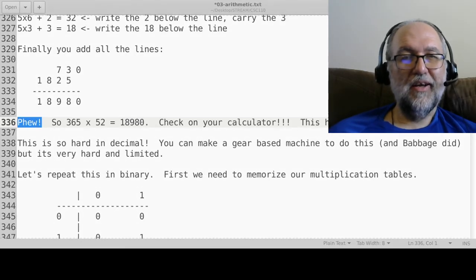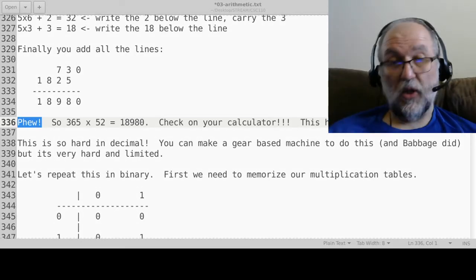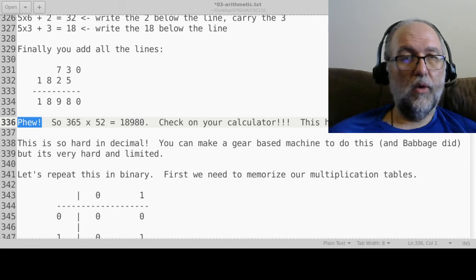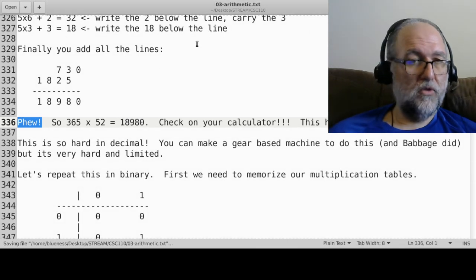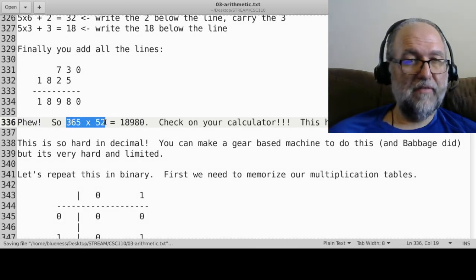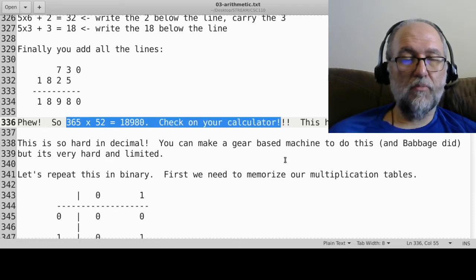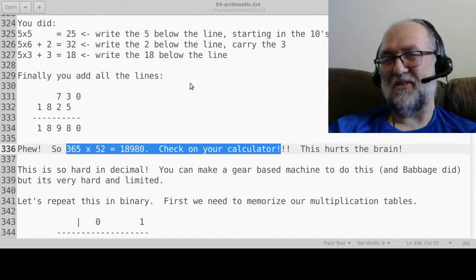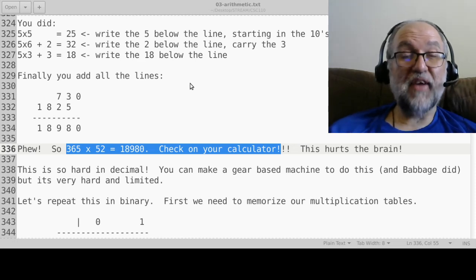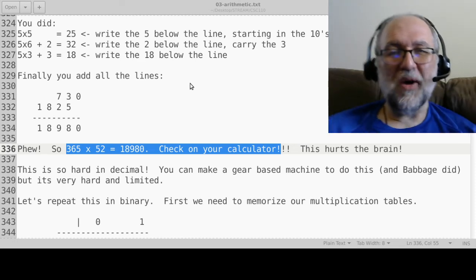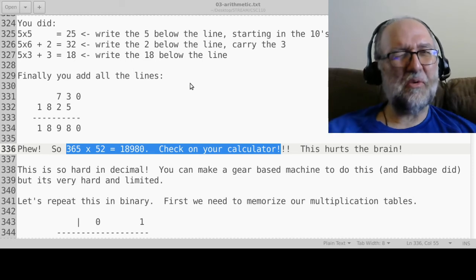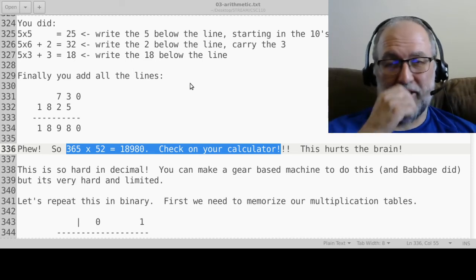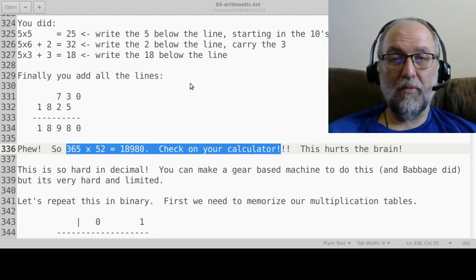I say phew here, because there was a lot of work there. And we're going to examine just what we had to do. So you do 365 times 52 and you get your answer. You can bring out your calculator to check that, because most people don't do long multiplication this way anymore. They just do it on their calculator, and so we've kind of become rusty at this. One of the reasons I did this is just to remind you that you don't need your calculator to do this, to get your brain going.